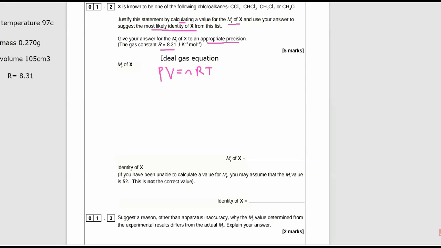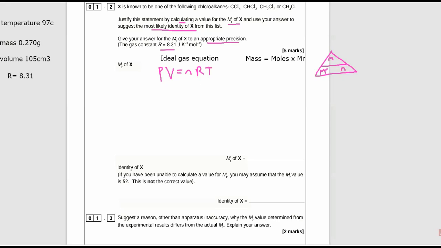We want the Mr, so we want to rearrange the ideal gas equation to find moles, and then put moles into the mole equation, which is mass is moles times Mr. Rearrange that to find the Mr. So we're using two equations here. This is often the case with the ideal gas equation.